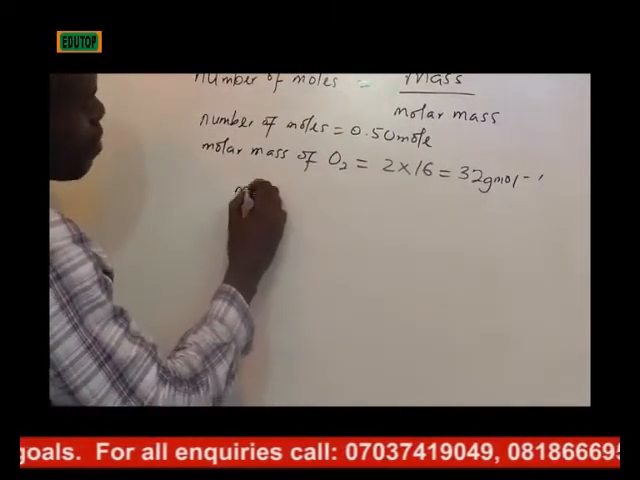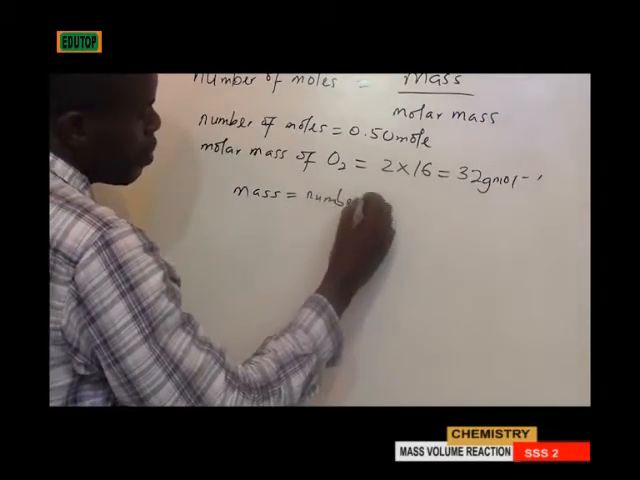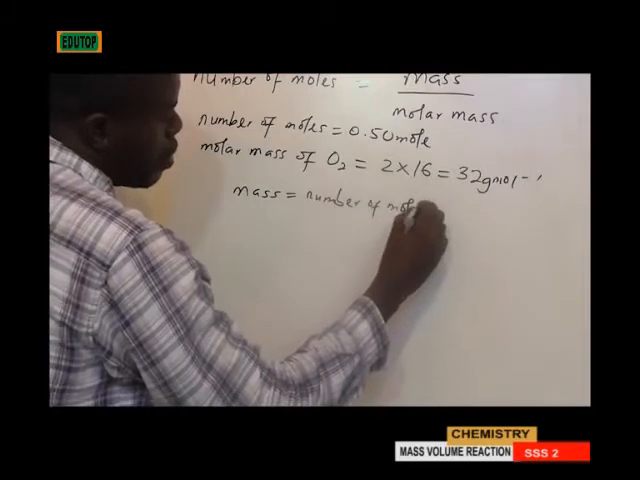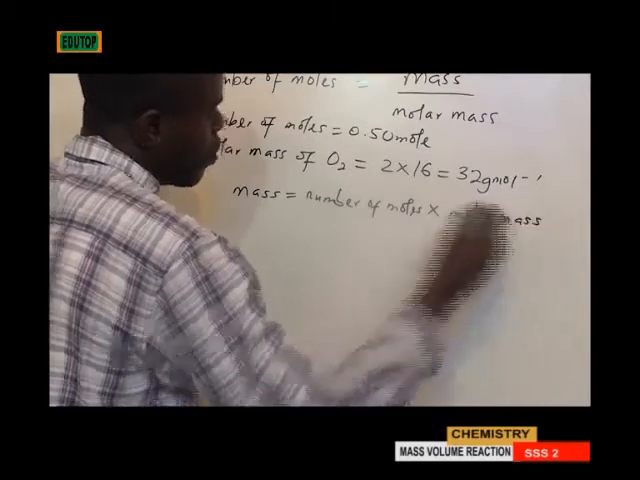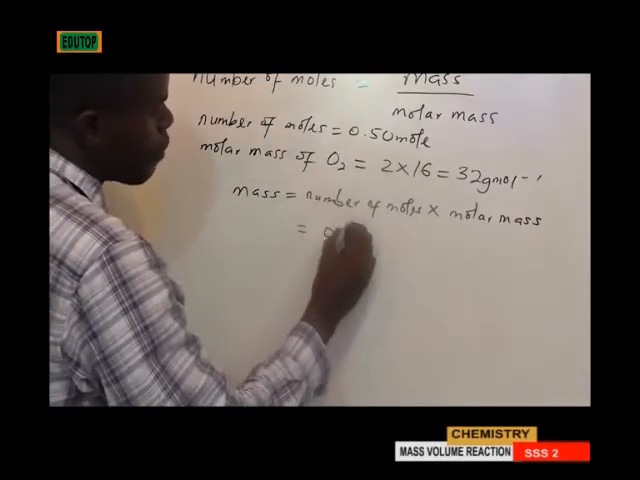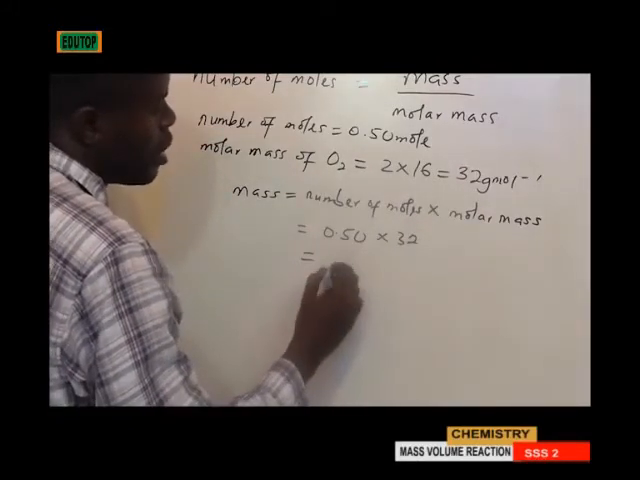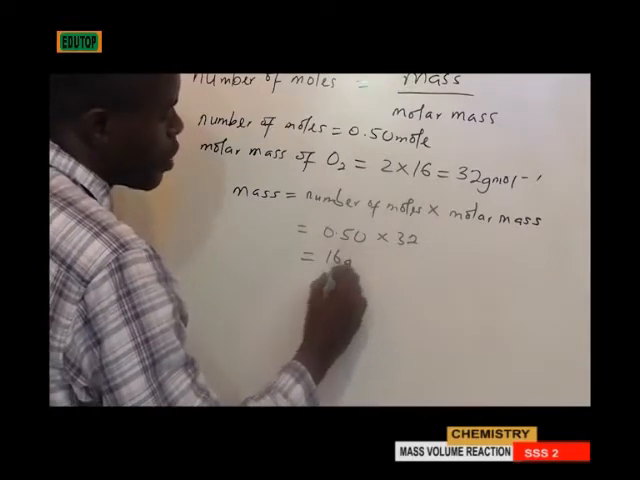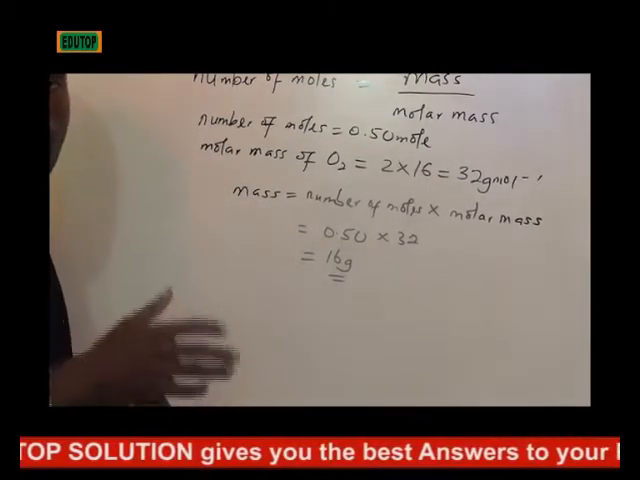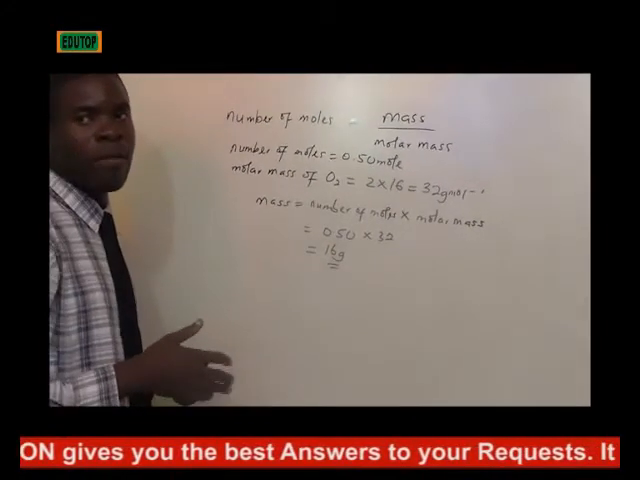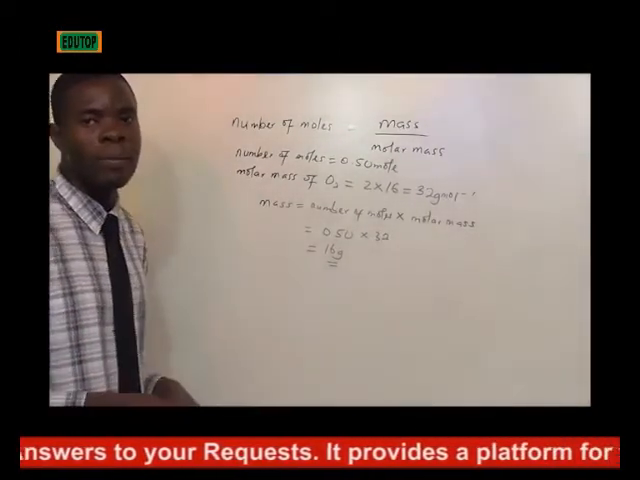Automatically, mass will be equal to number of moles times molar mass, which will now be equal to number of moles 0.50 times molar mass 32. So automatically this will be 16 gram. Hence, 16 gram of oxygen is involved. So 16 gram is the answer to question number 1.